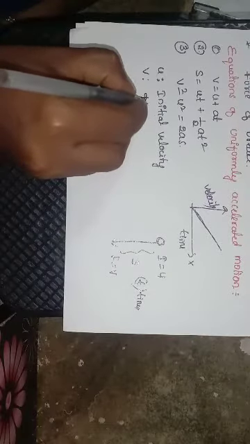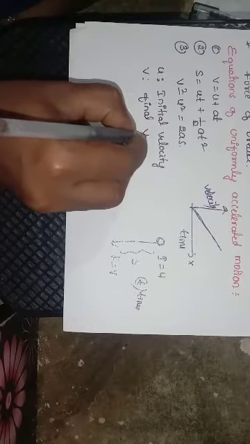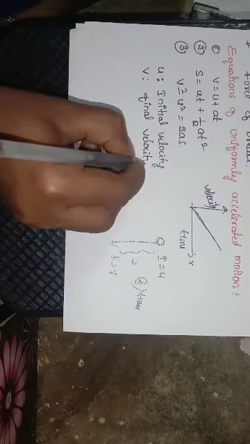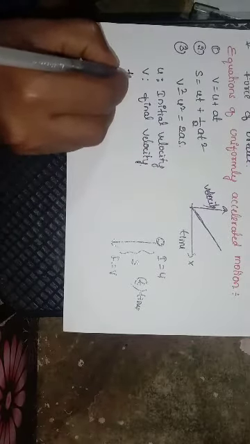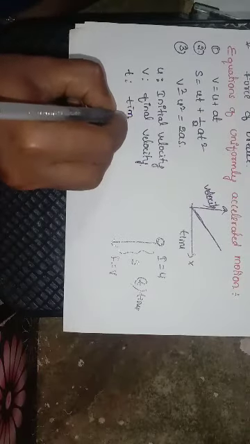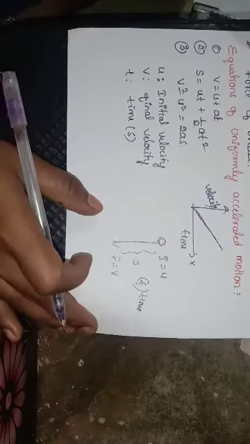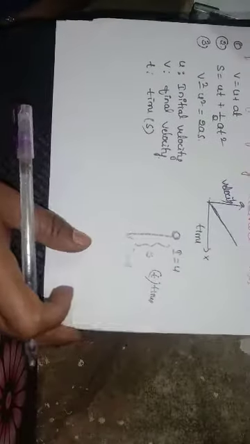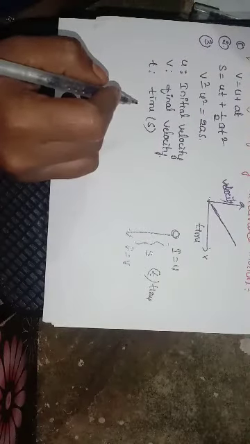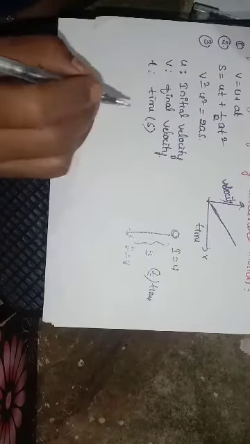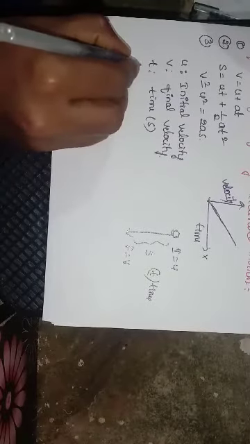v is final velocity and t is time. Before going forward, let me ask one question. Time is scalar or vector? You have to answer me. Okay, so time is scalar or vector? It's a scalar, because we'll not say 30 seconds north or 30 seconds south, right? Time is a scalar quantity.